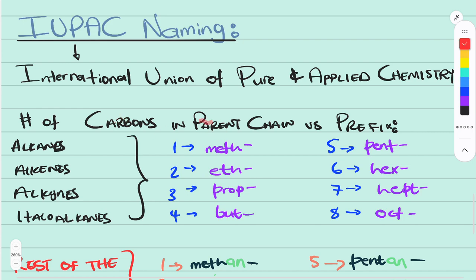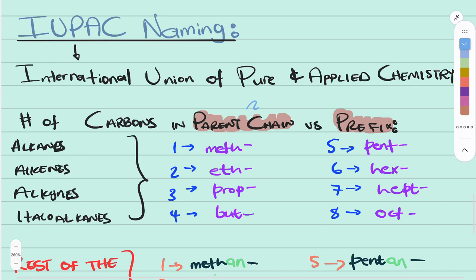So now, number one, you will have the number of carbons in your parent chain versus the prefix. Every time you have your alkanes, your alkenes, your alkynes, and your haloalkanes, this is going to be the prefix. If it is 1, you are going to have meth, and 2 is eth, and then 3 is prop, 4 is but, 5 is pent, 6 is hex, 7 is hept, and 8 is oct.